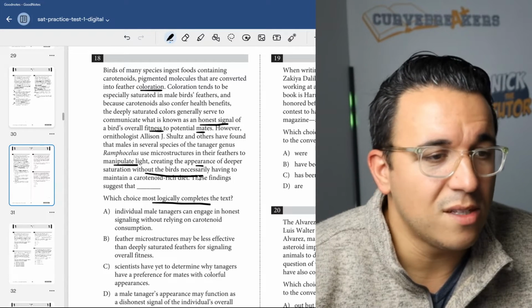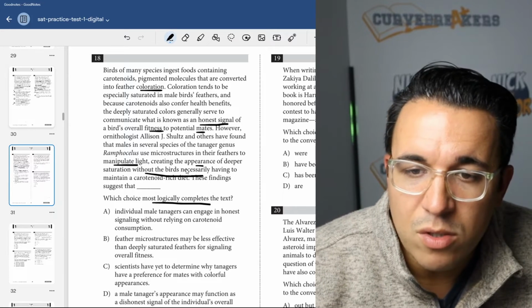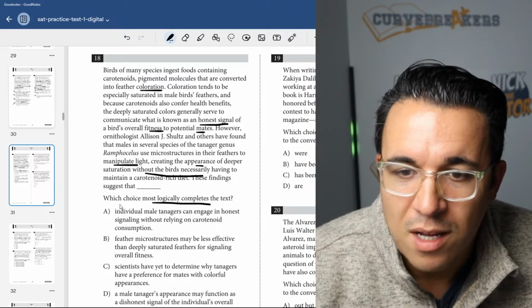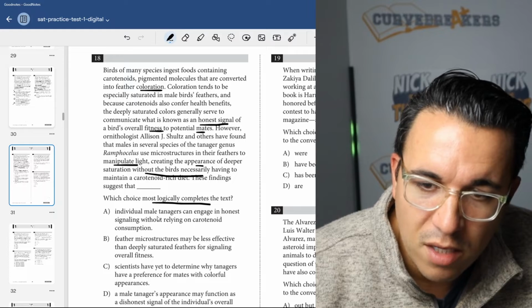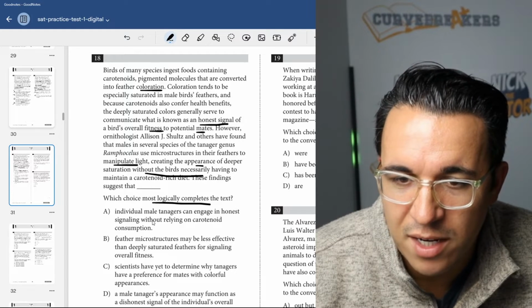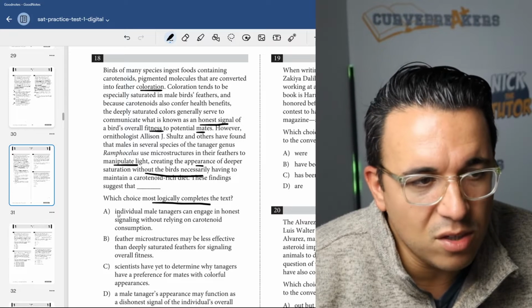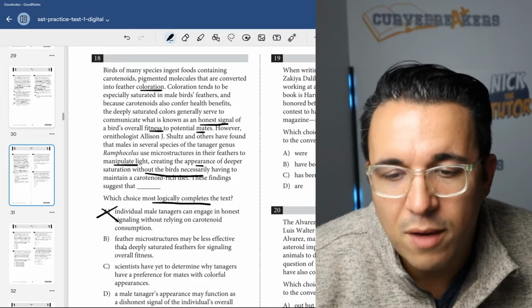These findings suggest that, so these birds are basically cheating birds, right? They're using this manipulation. They're manipulative birds, little freaks, right? Which choice most logically completes the text? Individual male tanagers can engage in honest signaling without relying on carotenoid consumption. Well, here, these findings suggest something about the birds cheating the system, right? So we're looking for something along those lines.